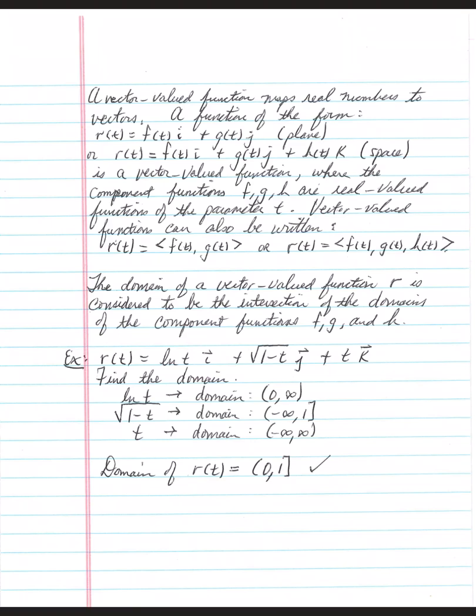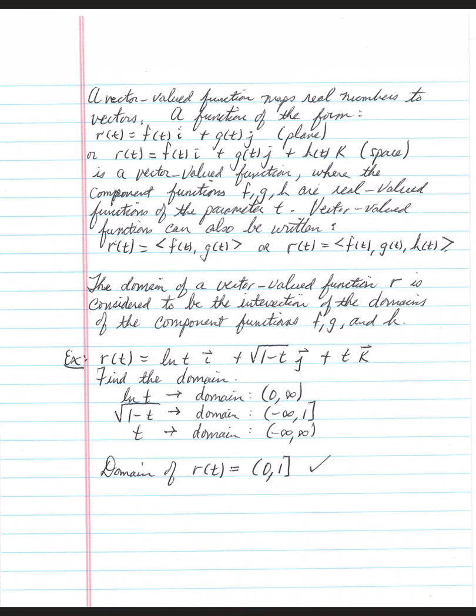A vector-valued function maps real numbers to vectors. A function of the form r of t equals f of t times the vector i plus g of t times the vector j. If there's only two, then you're in a plane. If you have a third component, h of t times vector k, then you're in three-dimensional space. r of t is a vector-valued function where the component functions f, g, and h are real-valued functions of the parameter t.